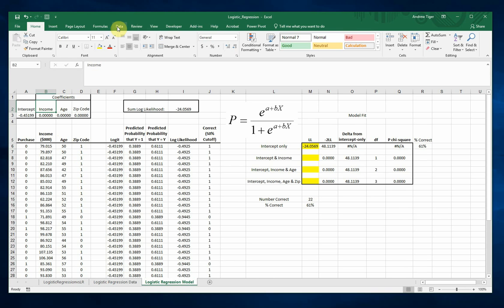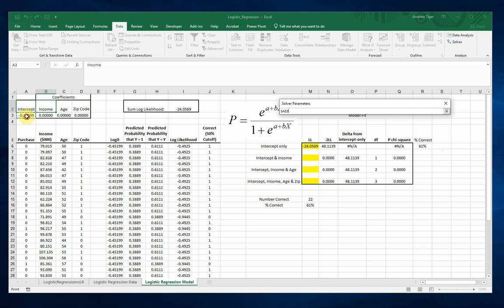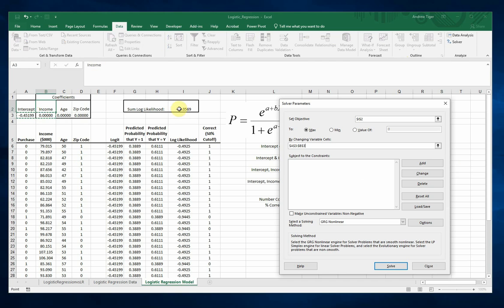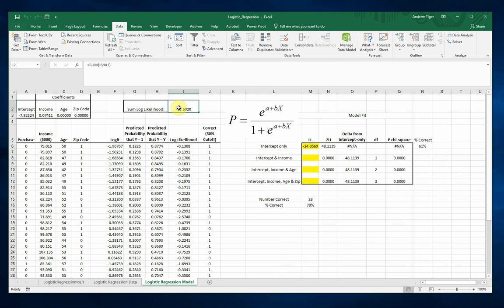So go back to Solver. Now you're going to let it control both of these. Before I do this, remember the likelihood's at minus 24 now. Now I'm going to hit Solve. It's going to change both the intercept as well as this coefficient. That's only 2. And it says it converged to a solution. Look at that. It went from minus 24 and got bigger by 6. So it moved this likelihood higher, and my percent correct went up.